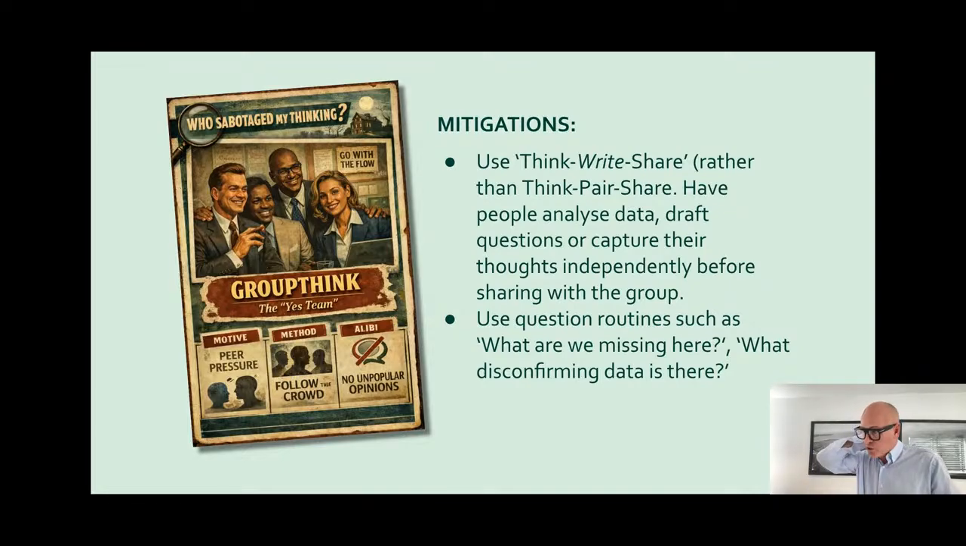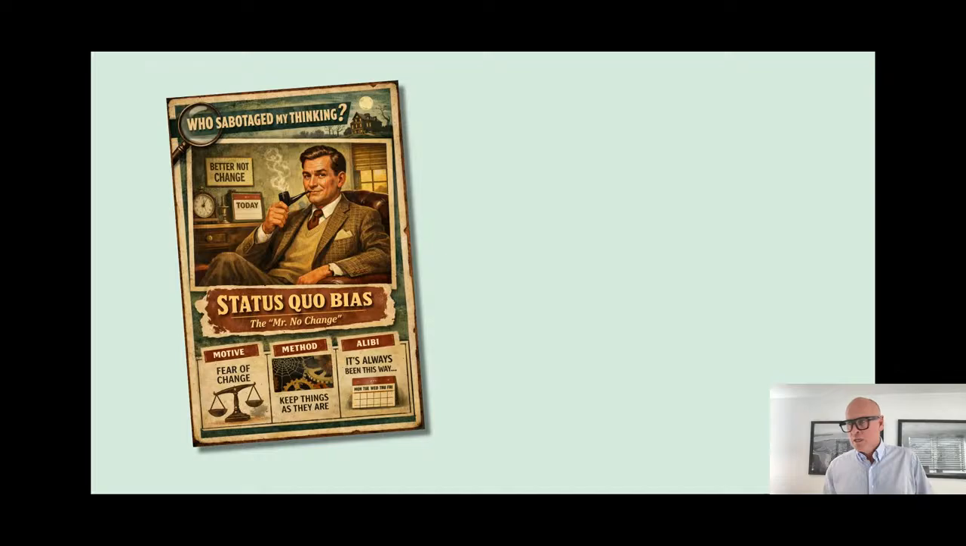The other thing is question routines that challenge groupthink, such as what are we missing here, or what disconfirming data is there. So disconfirming data is there'll be data that suggests a trend. Is there any data that is counter to that? You know, who's bucking the trend? What are the things that might suggest that the picture is a little bit deeper, a bit more complex than we have got in mind? Status quo bias, mitigations for that.